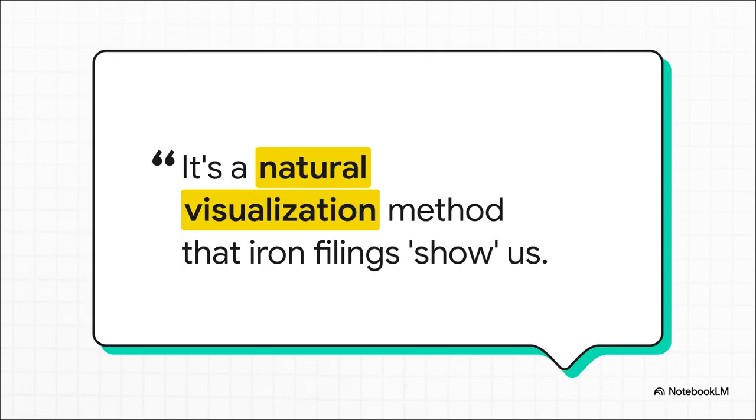But how in the world can we see this invisible river? Well, you've probably seen this classic experiment. When you sprinkle little iron filings around a magnet, they don't just fall randomly. They actually trace out these beautiful, elegant, curved lines. It's like they're showing us the secret. It's a natural visualization method revealing the invisible currents of the magnetic field.